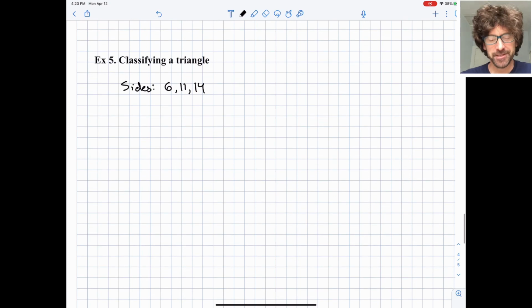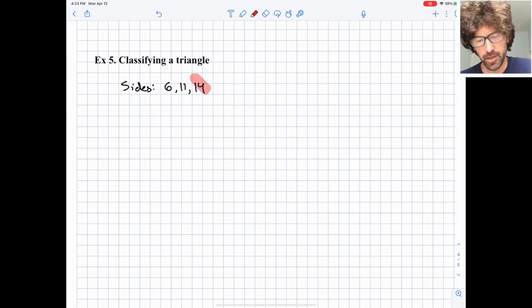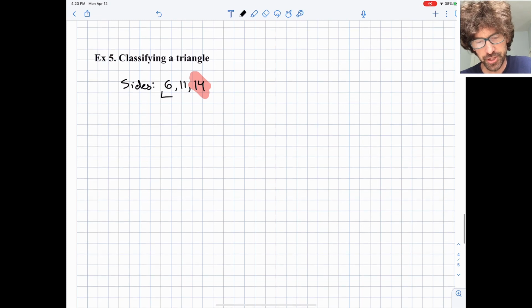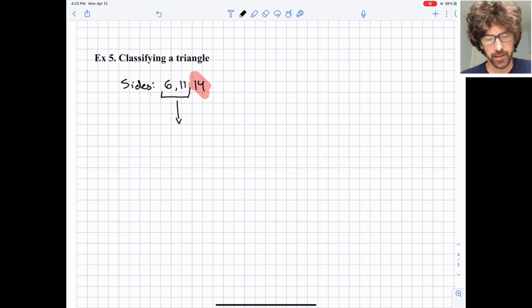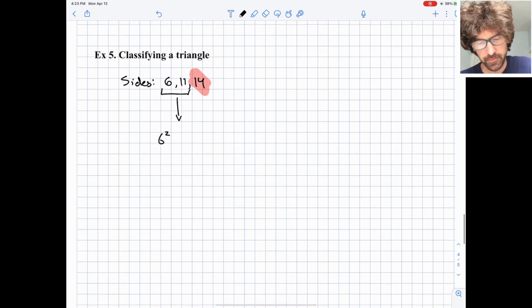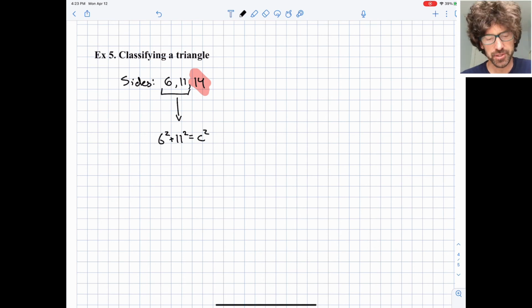So our last example for this video will actually be to apply this, and we have a triangle with 3 sides, 6, 11, and 14, and we're wondering, is this a right triangle? And if it's not, is it acute or is it obtuse? We're going to assume the 14 will take the place of the hypotenuse. So let's see what the hypotenuse should be if it were a right triangle. So I'm going to ignore the 14 for now, and I'm going to say 6 squared plus 11 squared equals c squared. And let's solve for what the hypotenuse should be.